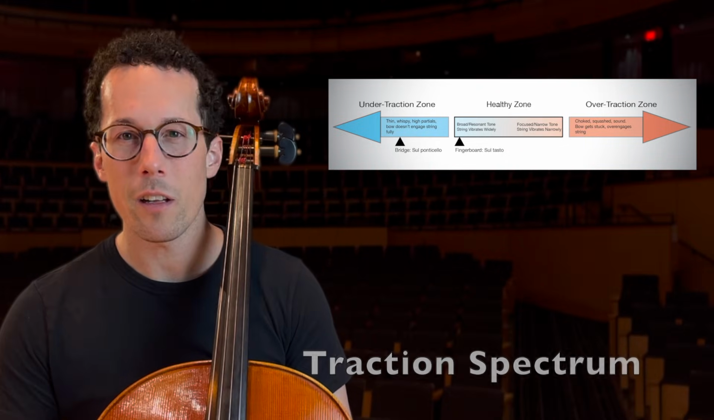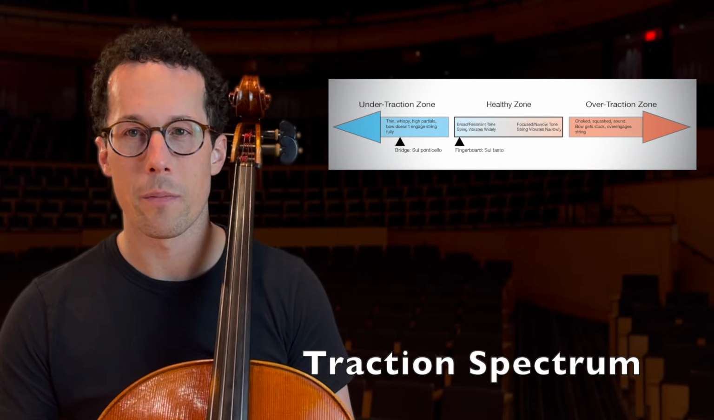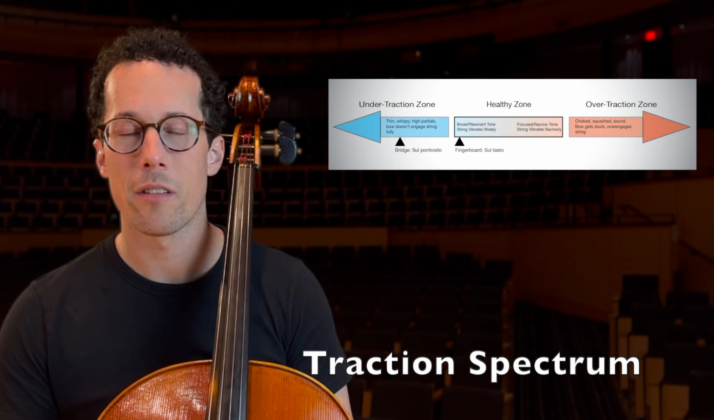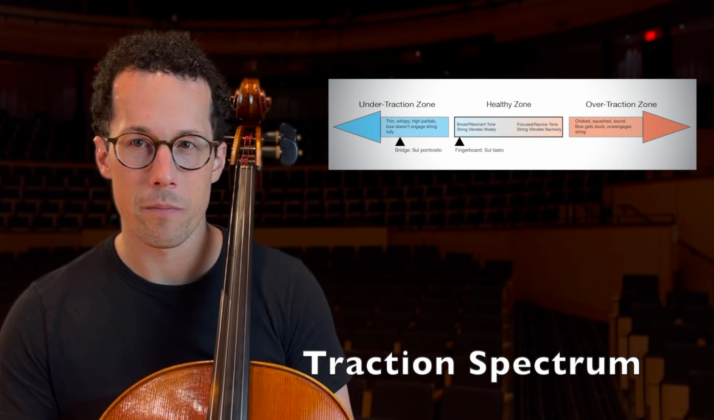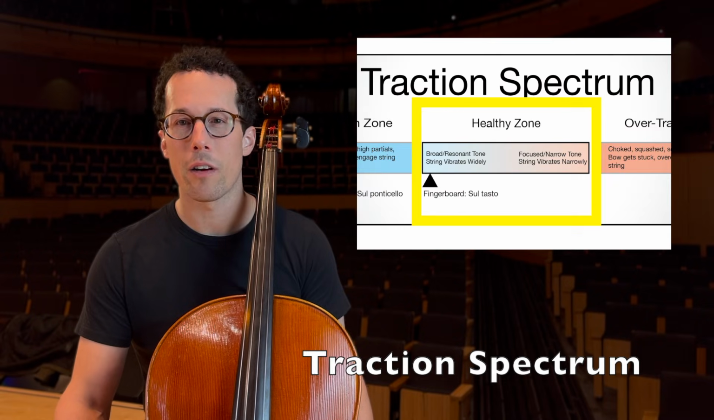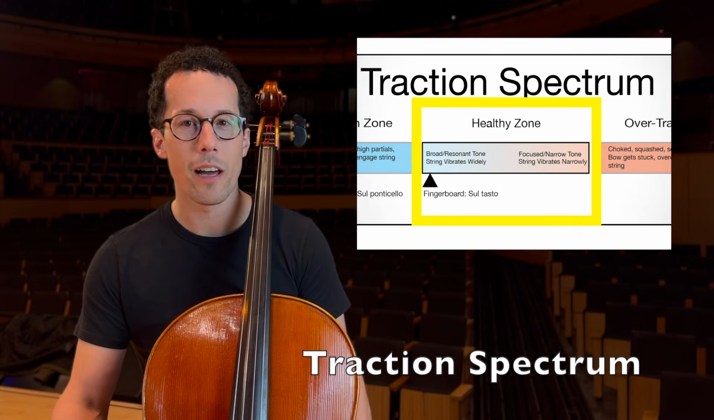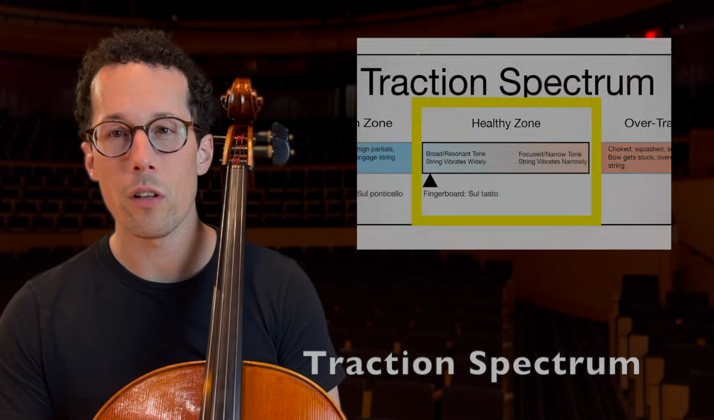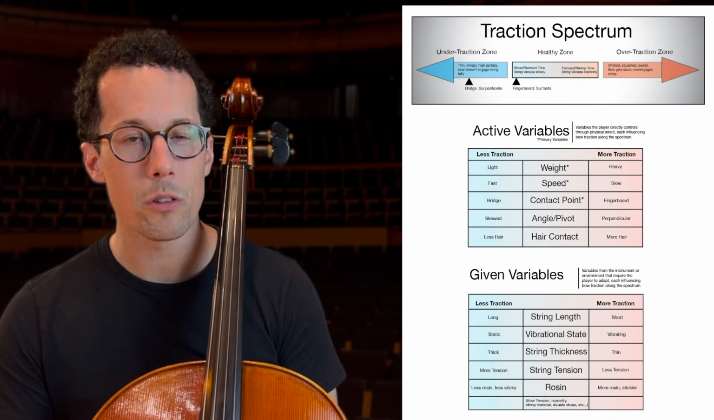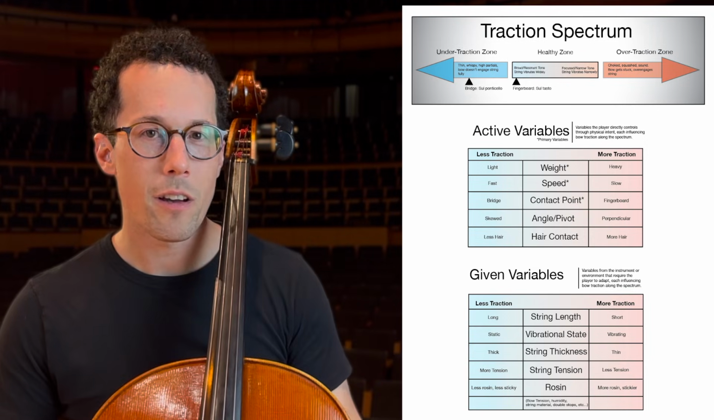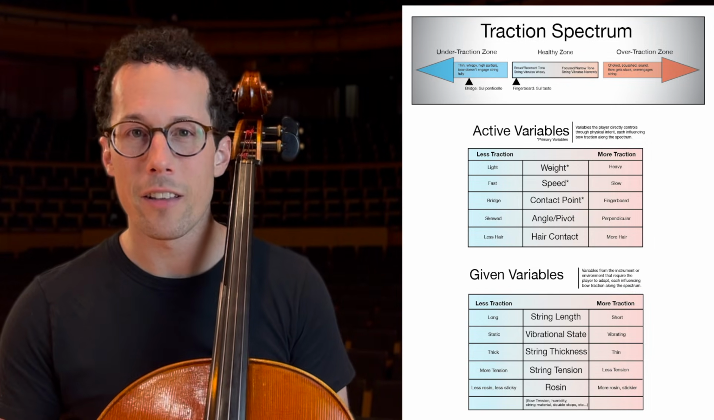Take a look at this diagram showing the traction spectrum. Warm colors indicate higher traction, cooler colors indicate lower traction. As I mentioned a moment ago, healthy tone production lies at the center of the traction spectrum, where the stick-slip balance allows the string to vibrate freely. The goal of adjusting variables is to keep the total traction in the healthy zone. You can download a PDF of this chart in the link in the description below.